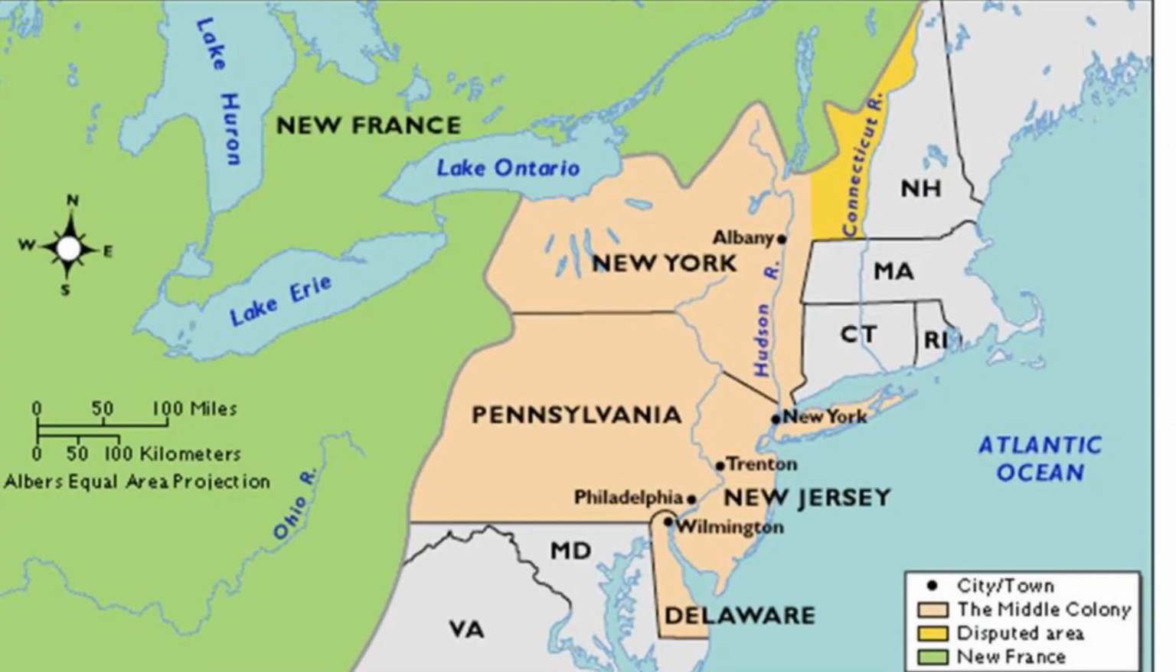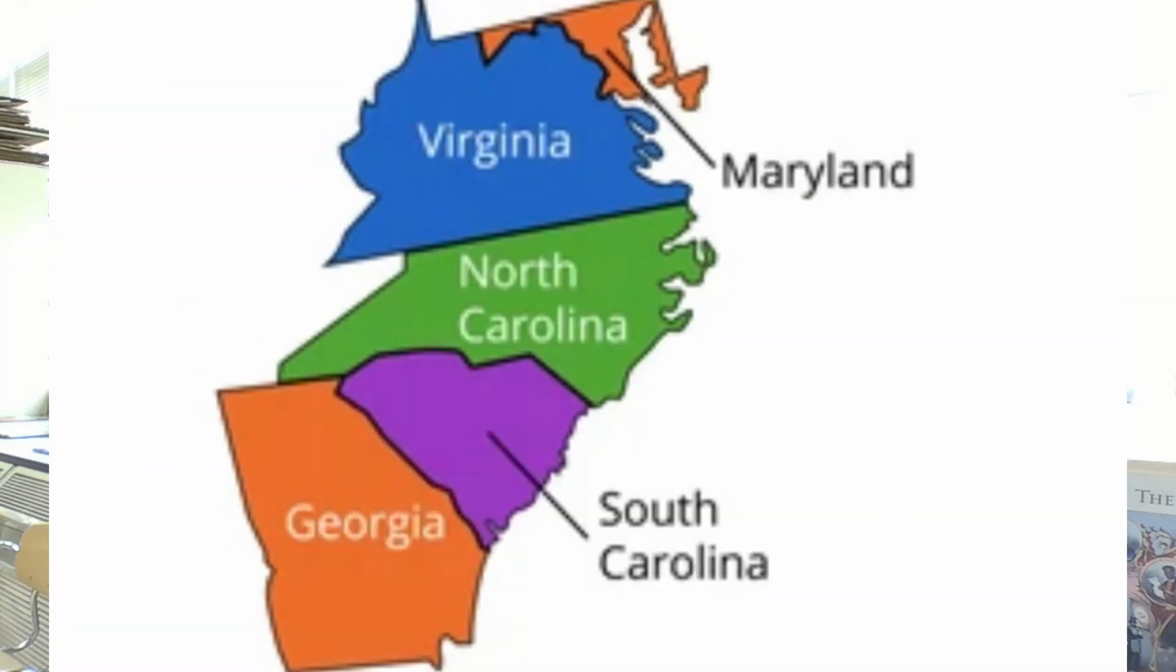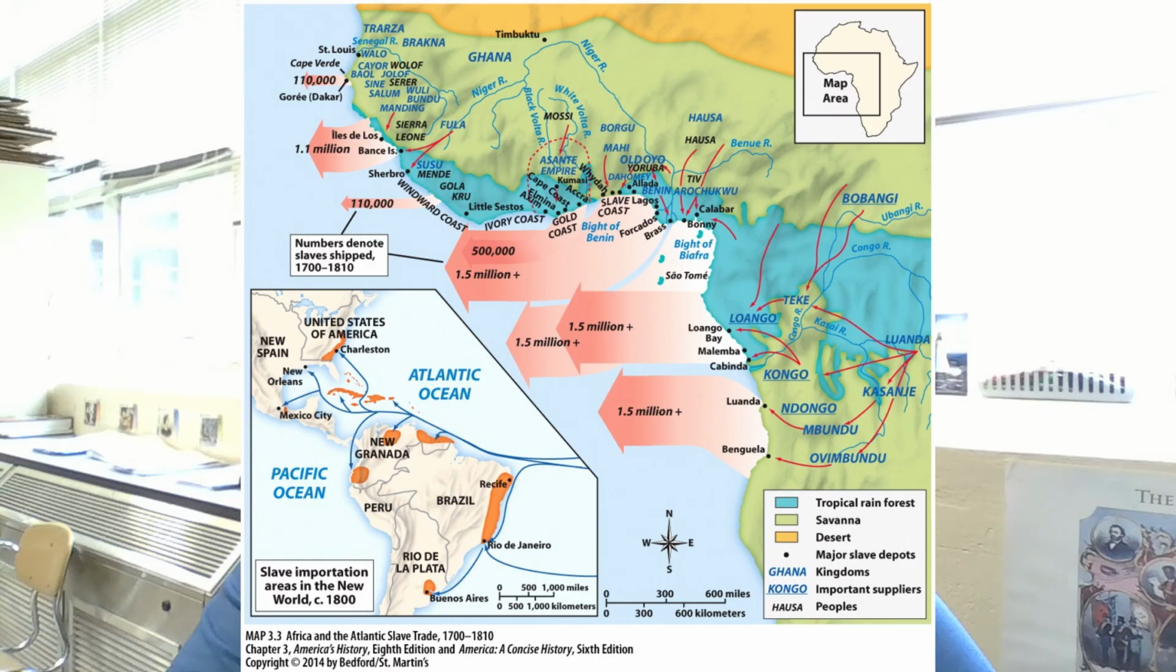Next, we're talking about the middle colonies. Of course, the middle colonies are more diverse, both religiously and ethnically. We're talking mostly about Pennsylvania and the Quakers of Pennsylvania. And then finally, you have the southern colonies, the idea of the plantation economy. You're talking about the aristocratic structure, and of course, the dependence on the institution of slavery.